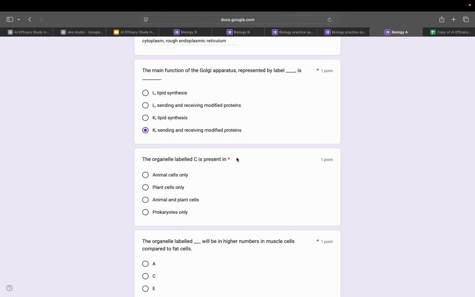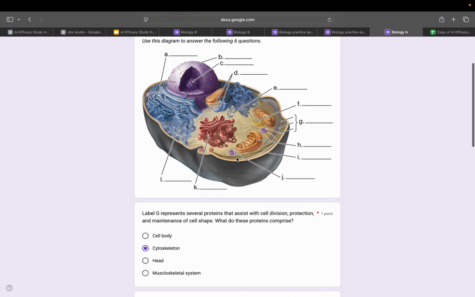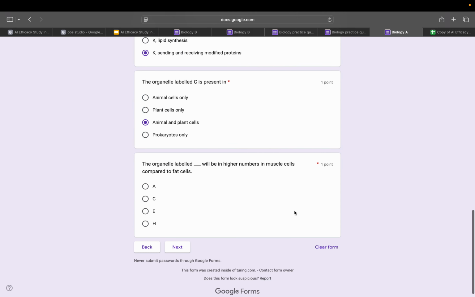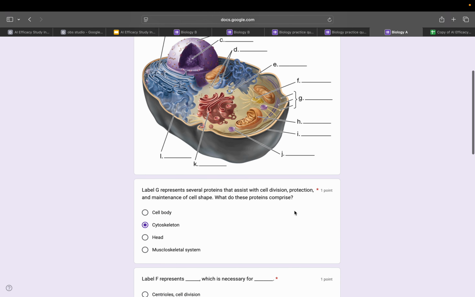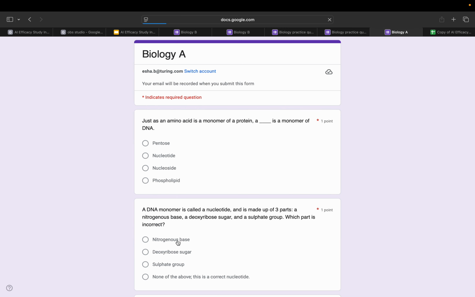The organelle label C is present in the organelle label... It's the nucleolus. There's a structure inside the nucleus. I think it's present in both. The organelle label will be in higher numbers in muscle cells compared to fat cells. So organelle labeled... This looks like an animal cell, not the plant cell, that I'm sure of. I'll go with H because that looks like mitochondria.